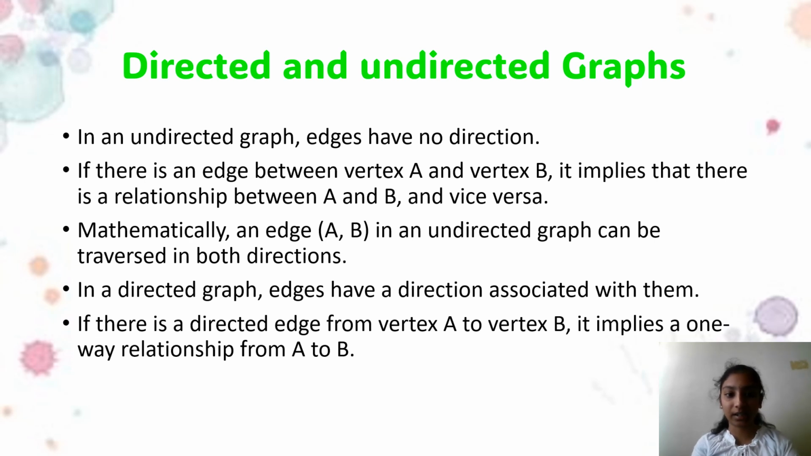Directed and undirected graphs. In an undirected graph, edges have no direction. Mathematically, an edge (A, B) in an undirected graph can be traversed in both directions. In a directed graph, edges have a direction associated with them. If there is a directed edge from a vertex A to vertex B, it implies a one-way relationship from A to B.